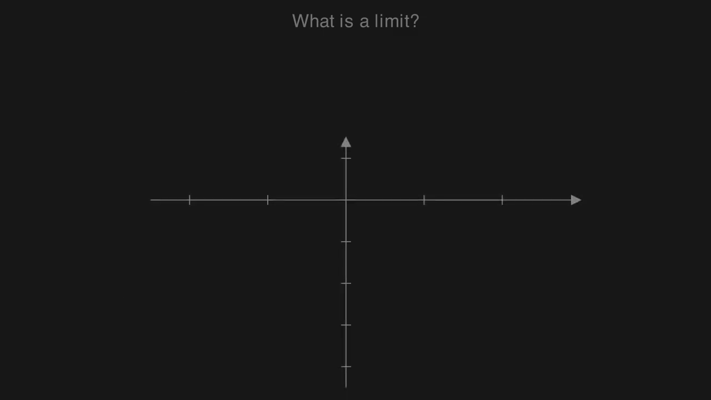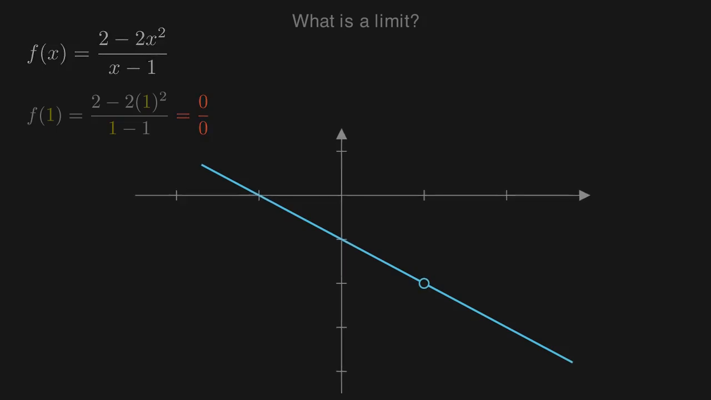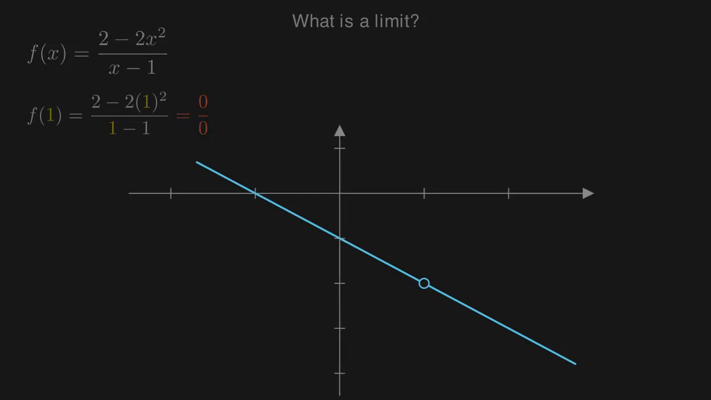Now let's run the same game somewhere we can hold everything still. Here's a function. It's a fraction, 2 minus 2x squared on top, x minus 1 on the bottom. Graph it, and it's basically the most boring graph in the world, a straight line. Except plug in x equals 1, top 0, bottom 0, 0 over 0, and we just talked about that. No answer. This function has no value at x equals 1. There's a hole in the graph, an actual hole, one missing point in an otherwise perfect line.